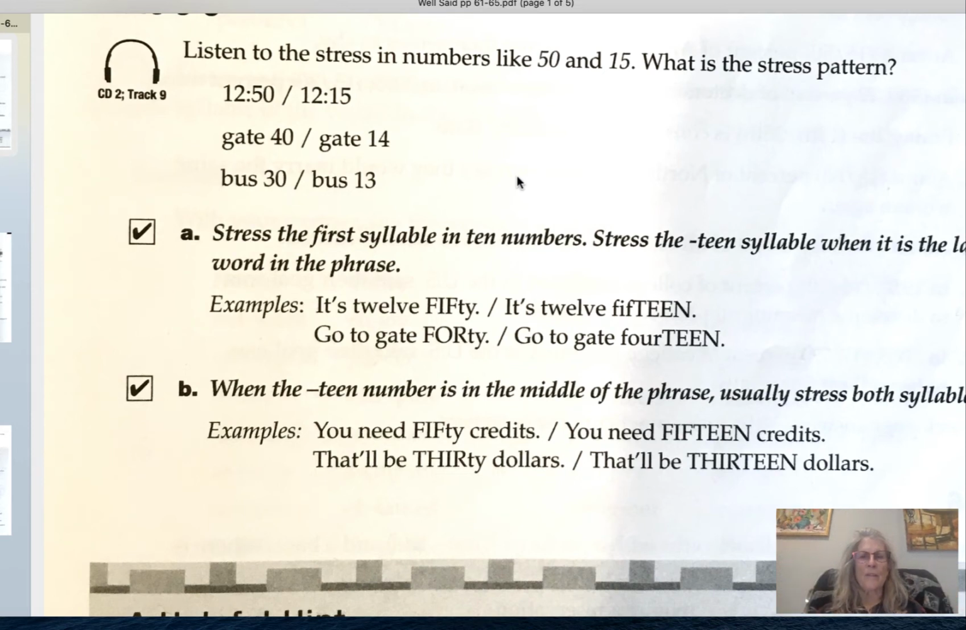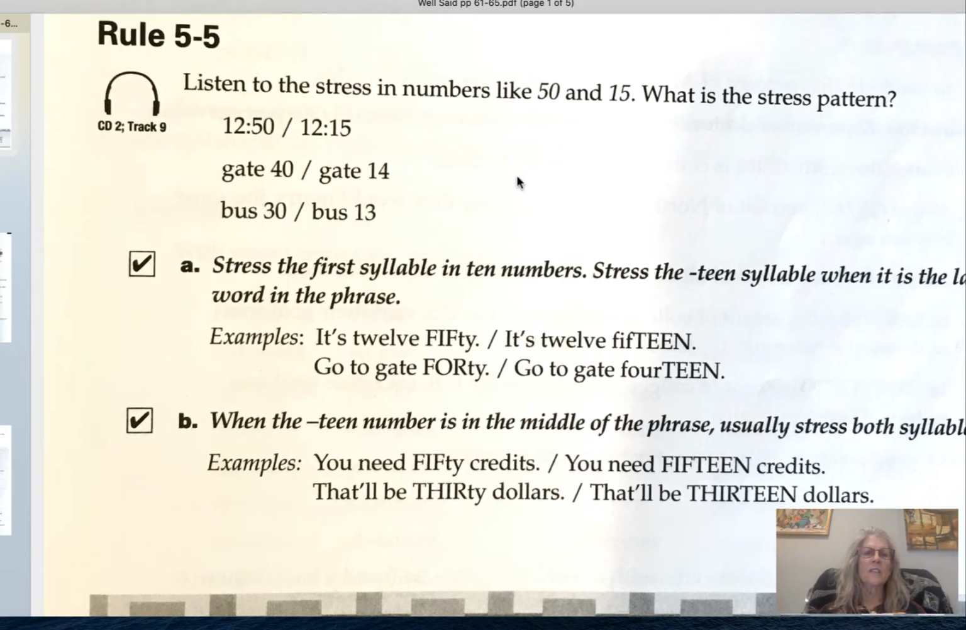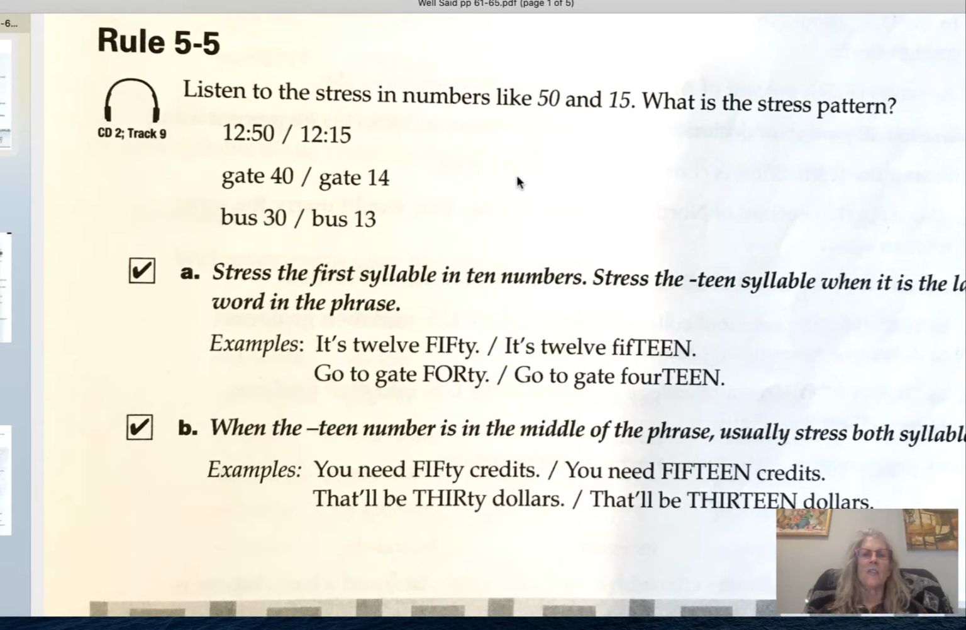Okay, welcome. We've got another week ahead of us, and we're looking at the second half of Chapter 5 in Well Said. Okay, so now we're going to take a look at 5-5, and we are working on stress patterns, and at this point, we're going to look at stress patterns in numbers.